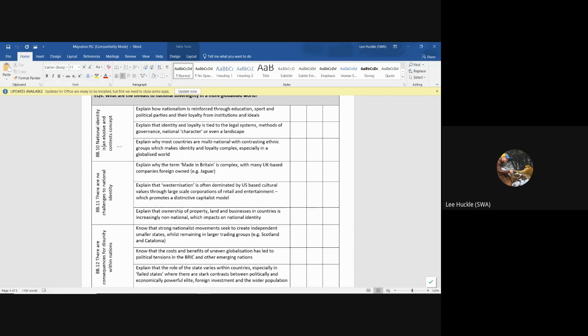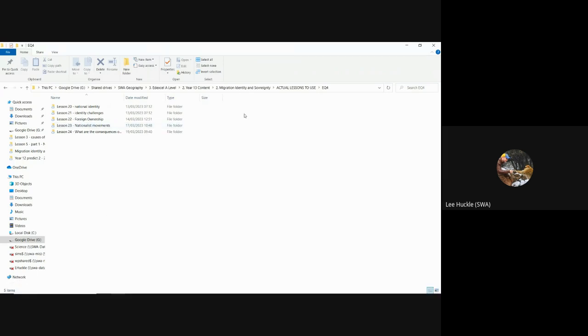Second part of the EQ4 is there are new challenges to national identity. And then finally, there are consequences for disunity within nations. So let's do a whistle-stop tour of EQ4.